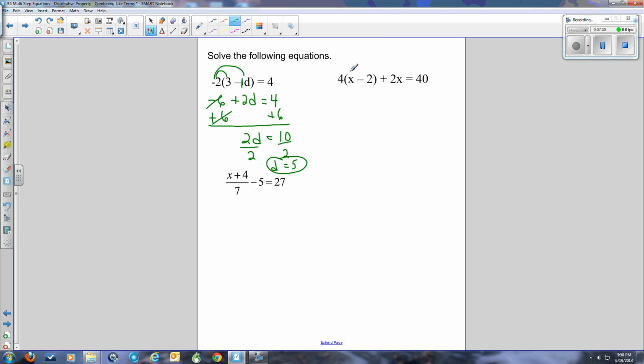Let's move on to the next problem. We have 4 times in parentheses x minus 2, and then we have 2x added, and all of that is equal to 40. Let's use our distributive property. So we're saying 4 times x is 4x. Again, you could put a 1 there if you wanted. 4 times negative 2 is negative 8, plus 2x equals 40.